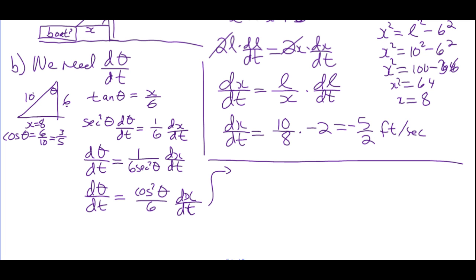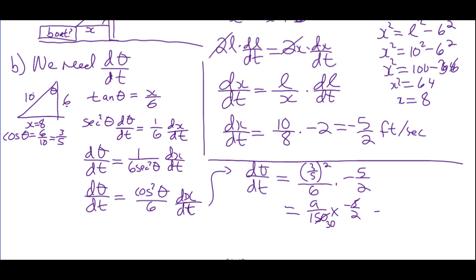Okay, so let's go over here. d theta by dt is cos squared, that's 3 over 5 squared over 6, times negative 5 halves, because dx by dt is negative 5 halves. So that's 9 over 150 times negative 5 halves. d theta by dt is 30.